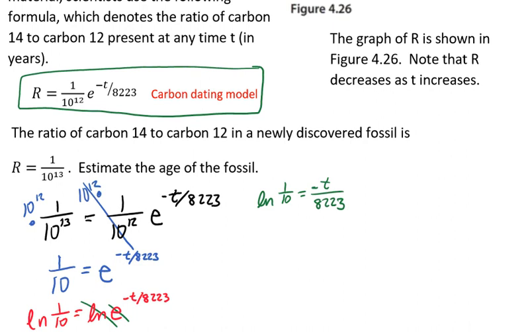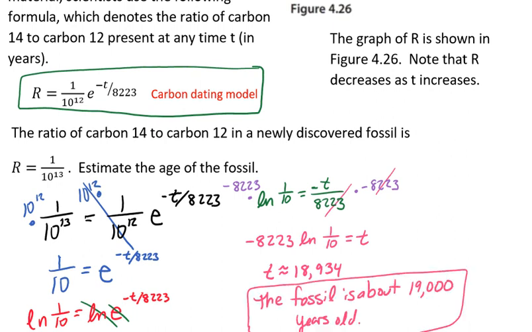So we're trying to solve for t, so we're going to multiply both sides by a negative 8,223, which will allow us to cancel out the negative 8,223 in the denominator on the right-hand side. So we're going to be left with negative 8,223 times the natural log of 1 over 10 equals t. So simply plugging that into our calculator gives us a value that t is going to be approximately 18,934. So what does that tell us? Well, that tells us that the fossil is about 19,000 years old.